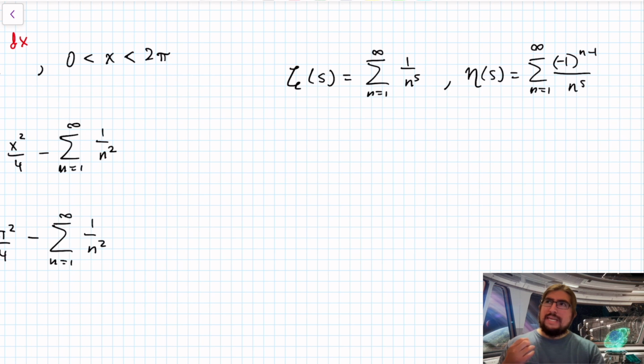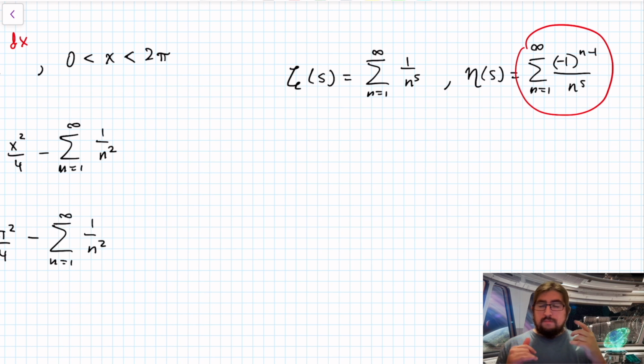What I want to do is keep the even ones. So if you think about how this works over here, it starts with a positive. So that's positive 1 over 1 to the s, and then negative 1 over 2 to the s, positive 1 over 3 to the s. So the odd ones are positive. I want to keep the even ones though. So to make the odd ones negative, I'm going to subtract. I'll do zeta minus eta.